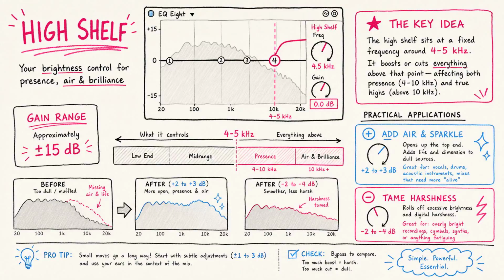Common on overly bright recordings, sources with digital harshness, or anything that feels fatiguing to listen to. The fixed frequency at 4-5 kHz means the high shelf affects both the presence range and the true high frequencies above 10 kHz. This is intentional. It's a more bright or less bright control, not a precision tool for adjusting specific frequency ranges.